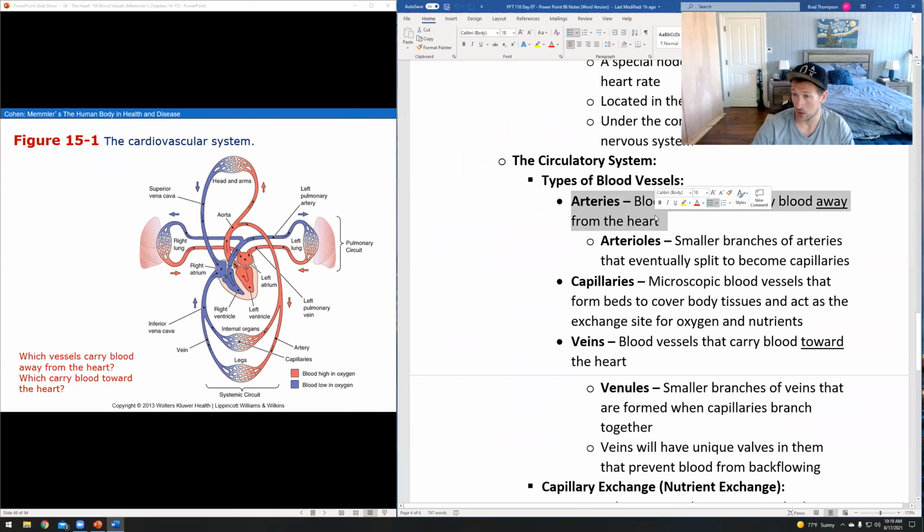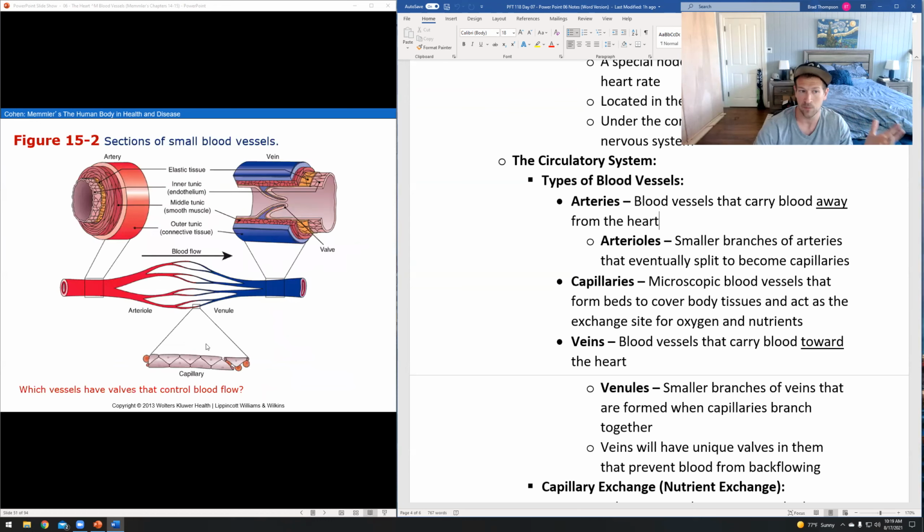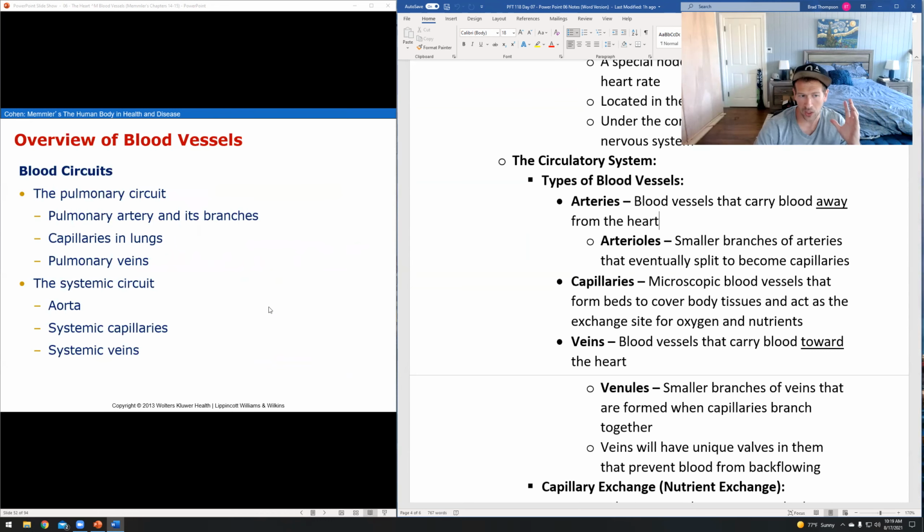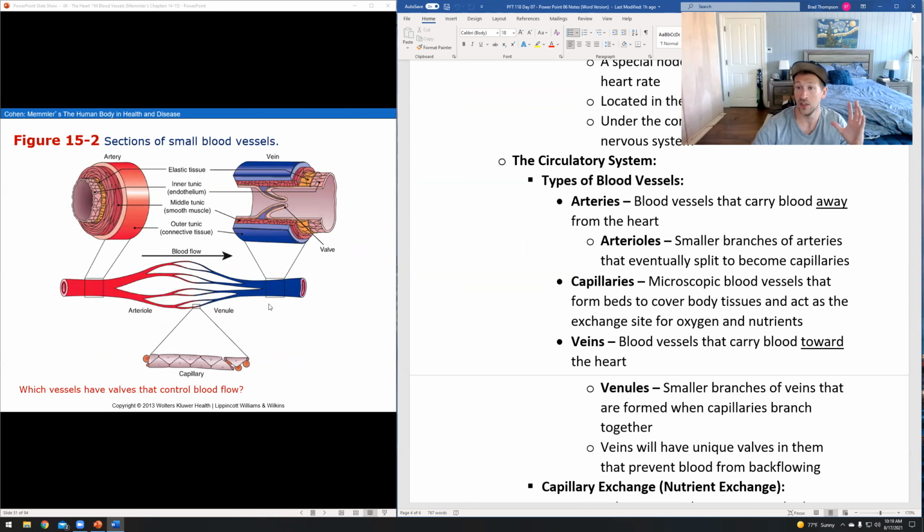So arteries are always, this is a direction-based thing, not an oxygen or deoxygen-based thing. It's a direction-based thing. Arteries are blood vessels that are traveling away from the heart, always, always, always.